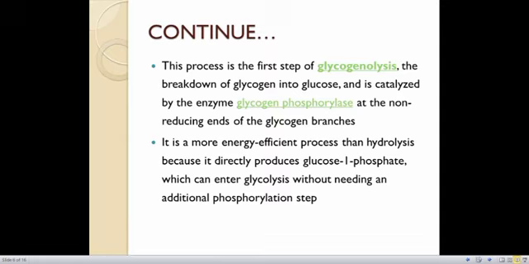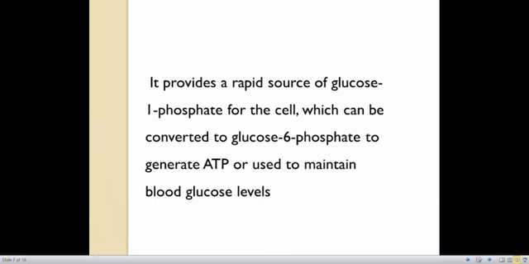Now question arises here is, why this process is known as energy efficient process? Okay, the answer is that because during this process glucose 1-phosphate is formed which readily convert into glucose 6-phosphate and it generates ATP. As a result, this process is known as energy efficient process. Okay.